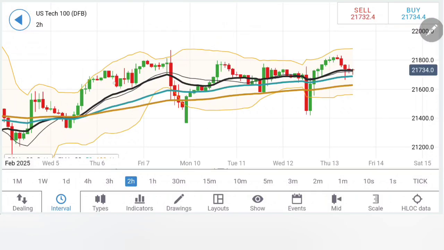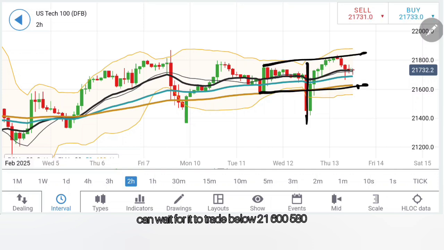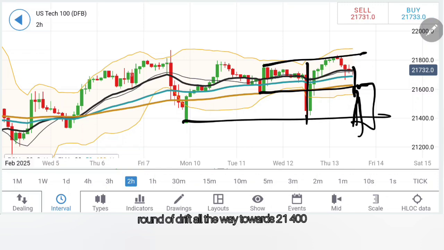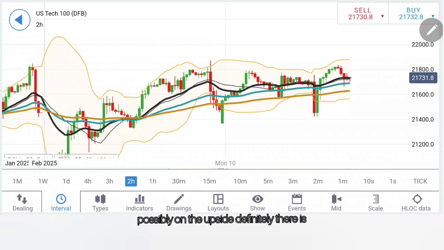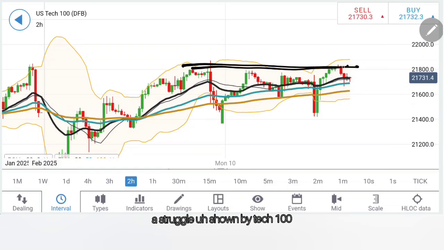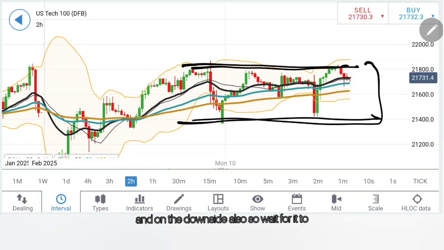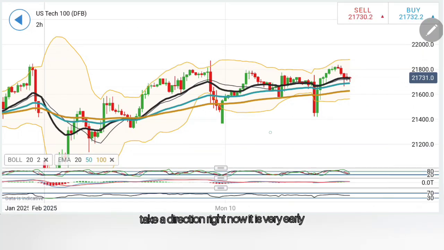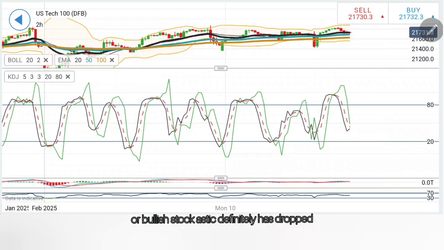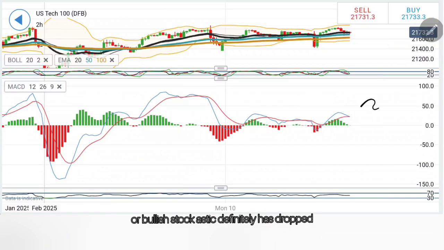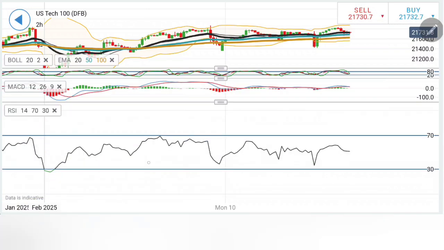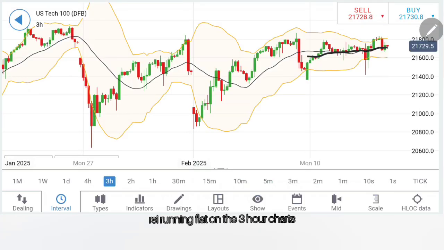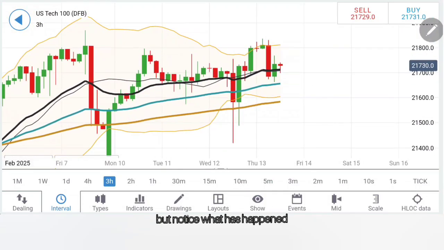On the 2 hour charts, yes, it has taken a very good support from the 20 period. Let it come out of the, and notice this, divide this into two. You can wait for it to trade below 21,600, 580. That will be the confirmation of another round of dip all the way towards 21,400, possibly. On the upside, definitely there is a struggle shown by Tech 100, and on the downside also, so wait for it to take a direction. Right now it is very early to conclude whether it is turning bearish or bullish. Stochastic definitely has dropped. The MACD is willing to cross over for sell. RSI running flat.